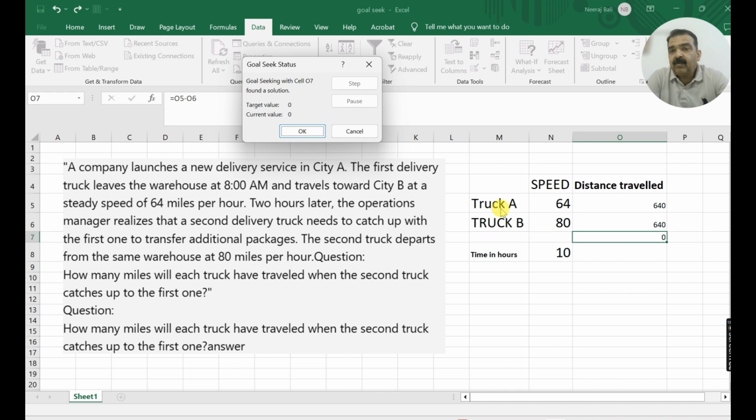What about truck A? How many hours would he have traveled? 10 hours. And truck B, 8 hours. Why? Because 2 hours less. So this is the answer for this particular business problem. So whatever problems you are facing in business, you have to do modeling like this and use Excel modeling to find the solution.